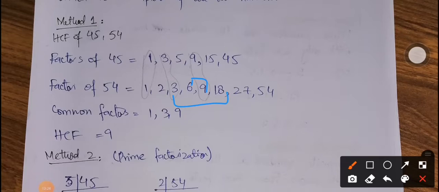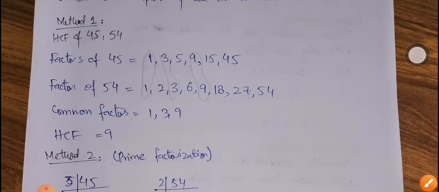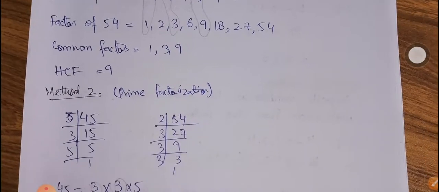So now we will find the common factors. Here you can see the common factors are 1, 3 and 9. So the highest common factor is 9. But this method is quite difficult, because if we miss any single factor, it could create a problem in finding the solution. So it's better to use the other methods.